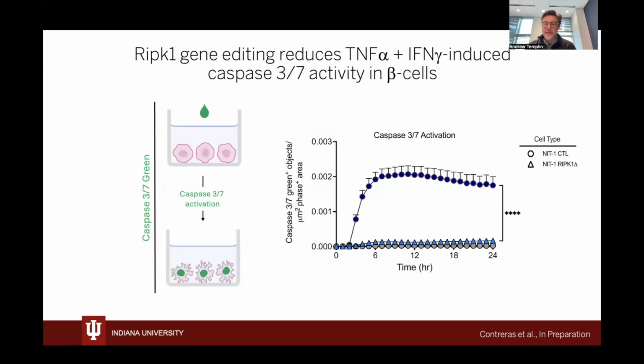We also looked at caspase activation. So we know that there's roles for RIPK1 in both apoptosis and necroptosis, and we wanted to look at caspase activation in these cell populations. And to do that, we again turned to our live cell analysis instrument, and we used this dye called Cas37 green. It is basically a caspase 3 and 7 substrate that, when cleaved by either of these caspases, can translocate to the nucleus and fluoresce and indicate caspase activation. And so again, the control cells treated with TNF-alpha in the dark blue circles, by 6 hours, we see a significant increase in caspase 3-7 activation, which was not present in the RIP1 gene-edited cell line.